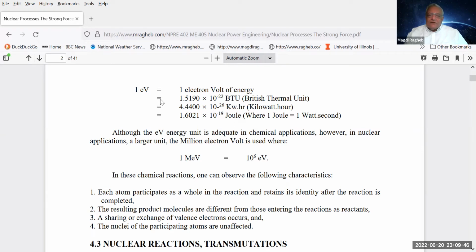The electron volt is a very small unit of energy, so usually we adopt the kilo electron volt, which would be a kilo in Greek. The Greek prefix is 1,000, and million, of course, is 1 million electron volts. So we designate it as the MeV, or the million electron volt, in those reactions.